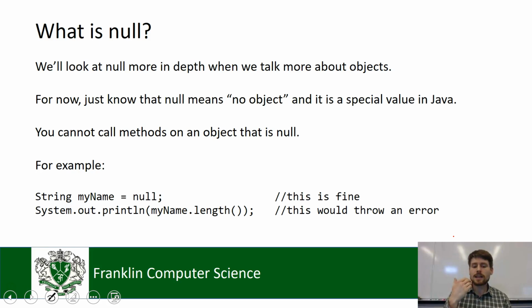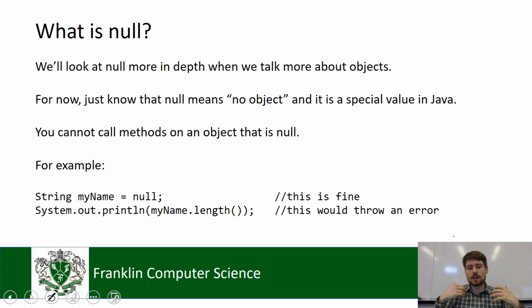So you're going to get an error if you try to access its length. If you tried to print out the length of my name, this would throw an error, because there's nothing there. It's not that it would give you 0. It says, I don't know what the length is, and so it just breaks. It stops and throws what's called a null pointer exception.